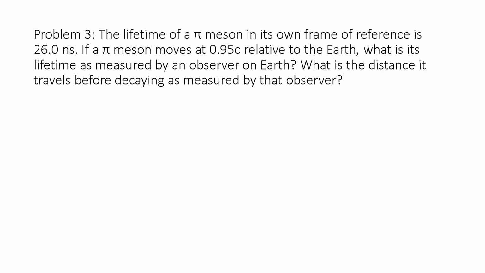The third problem is, the lifetime of a pi meson in its own frame of reference is 26 nanoseconds. If a pi meson moves at 0.95 c relative to the Earth, what is its lifetime as measured by an observer on Earth? And what is the distance it travels before decaying as measured by that observer?